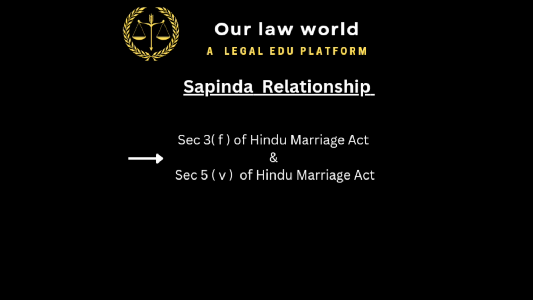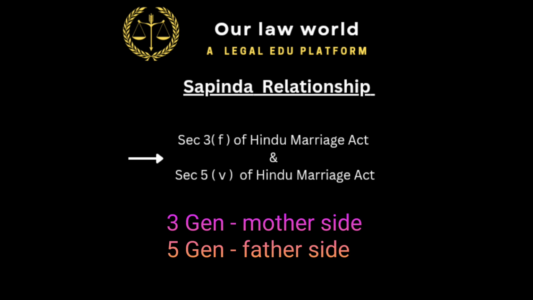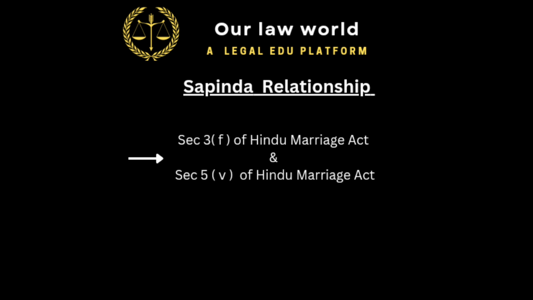Sapinda relationship is explained under Section 3 of Subclause F of the Hindu Marriage Act, and it is also one of the conditions under the Essential Conditions of the Hindu Marriage Act, under Section 5 of Subclause 5. Sapinda relationship is taken from 3 generations on the mother's side and 5 generations on the father's side. If persons within these generations marry, the relationship is called Sapinda relationship and the marriage is termed void.